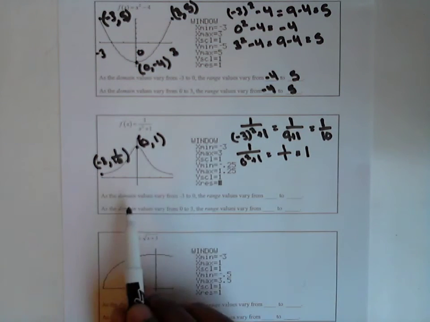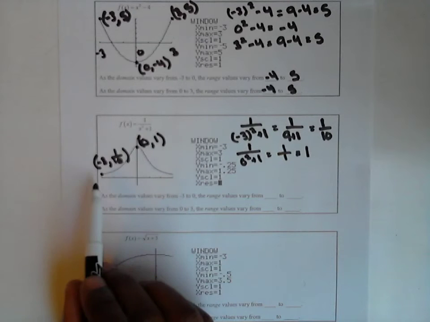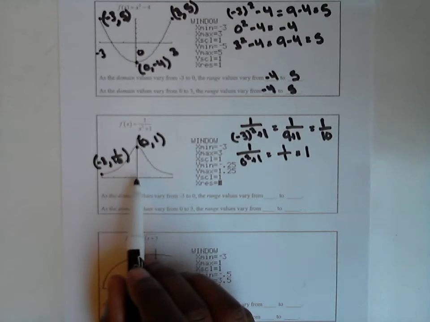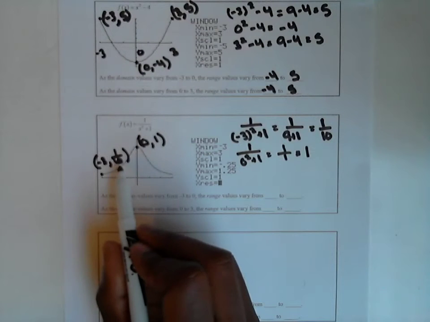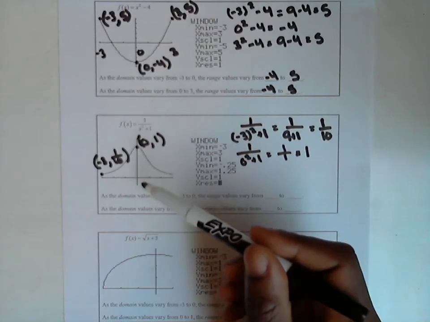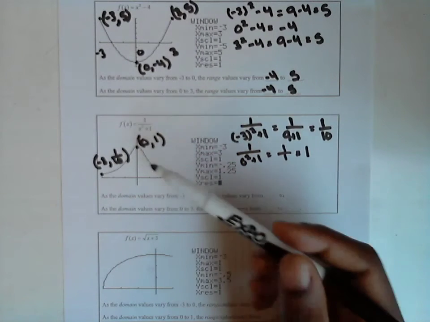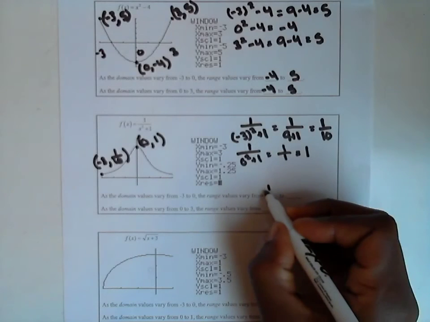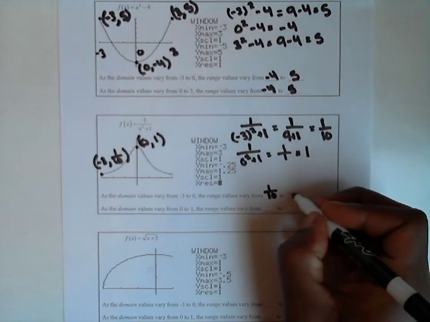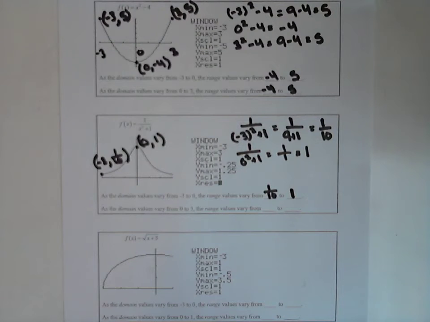Now again, if I go back to the question, my domain values, so my x ranges from -3 to 0, and my y outputs go from 1/10 as my lowest output from that domain all the way up to 1, which is my highest output, and that's my range. So my range is from 1/10 all the way up to 1.